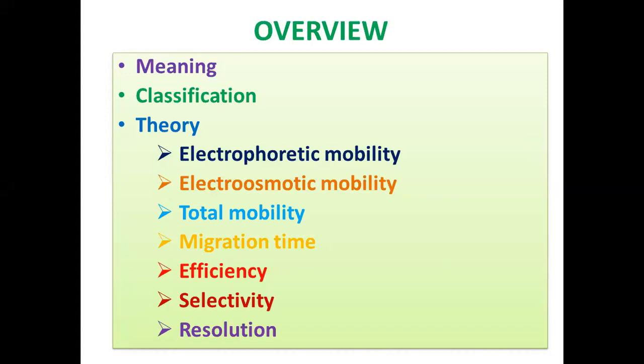What is the time required by the solute for its movement during the separation process? That is called the migration time. How do we describe the efficiency of the separation process of the electrophoretic technique? And how do we describe the selectivity of the technique? And what are the factors deciding the electrophoresis separation? And what are the resolution factors in order to satisfy the separation process for a variety of solutes? This is going to be the overview of my today's lecture.